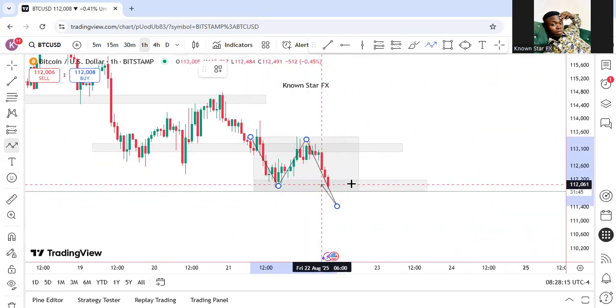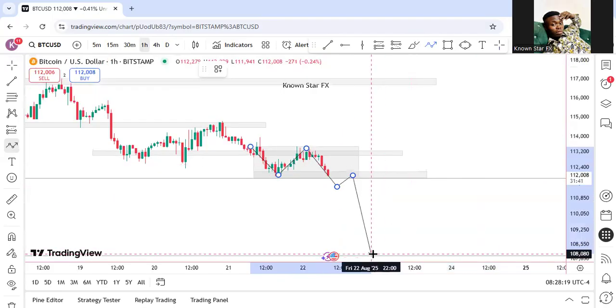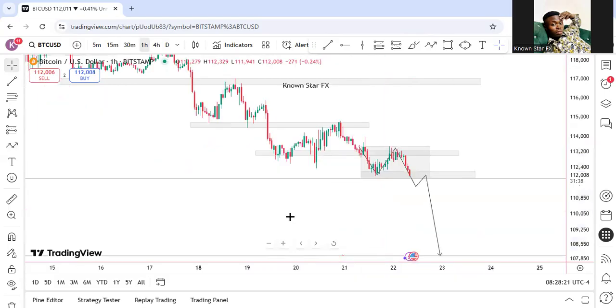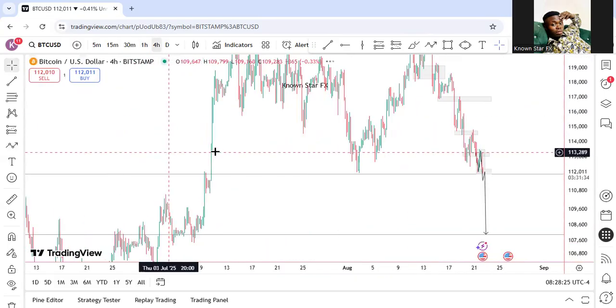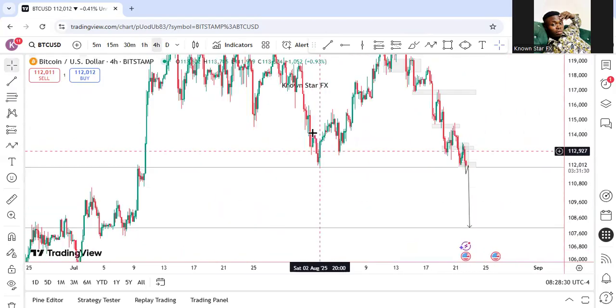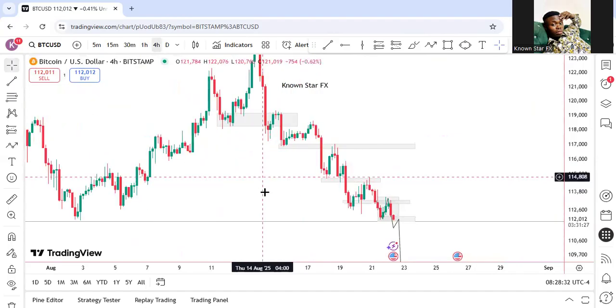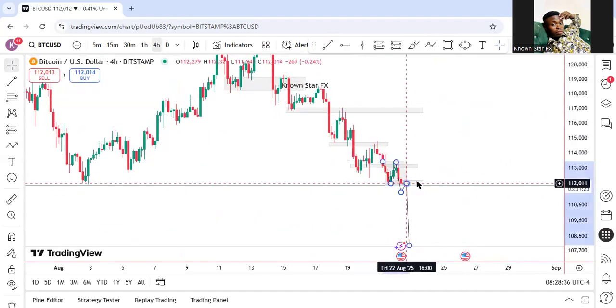And when we get a break of this level to the downside, we'll be expecting some rejections, some corrections, and we're going to be selling up to this next significant level. And just like you can see on the 4 hours time frame, up to this next significant level. So this is basically my overview on BTC USD.